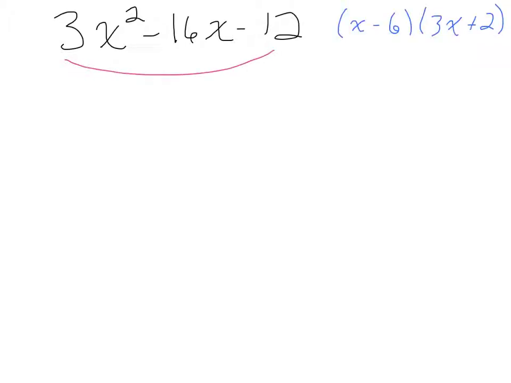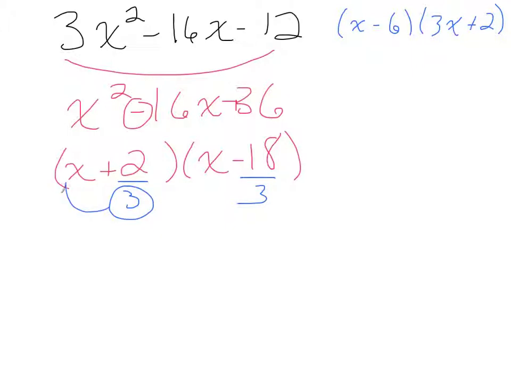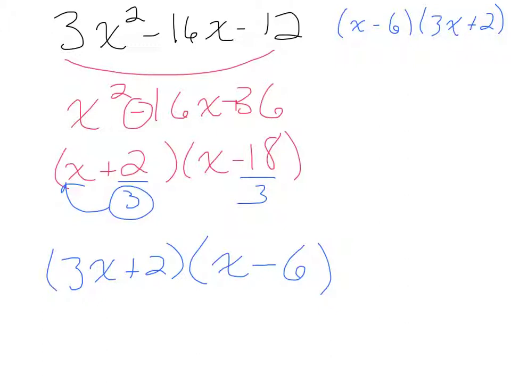We start off multiplying the 3 and the 12, so we have x squared minus 16x minus 36. So x plus and x minus. I need factors of 36 that have a difference of 16, which would be 18 and 2. This is minus 16, so I need the bigger number, the 18, to be with the negative, and the 2 to be with the positive. Now I started off by multiplying by 3, so I'm going to divide both of these by 3. 2 over 3 does not reduce, so the bottom comes up, and I have 3x plus 2 times x minus 18 divided by 3 gives me 6.